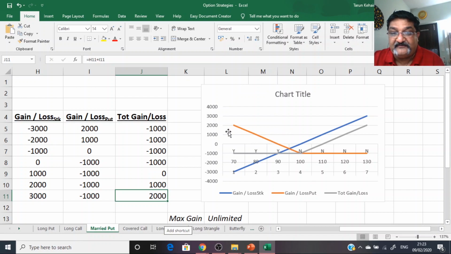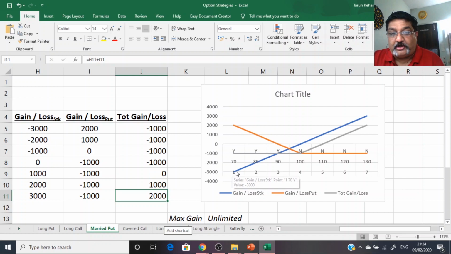Now please be very careful when you read this graph. This is not your graph. Your graph is this. If you look here, the gain or loss on the put position is the one in this color, which is dark orange. If you look at your gain or loss on the put option, it slides down as the stock prices are increasing, and then it stagnates at your option premium, right?